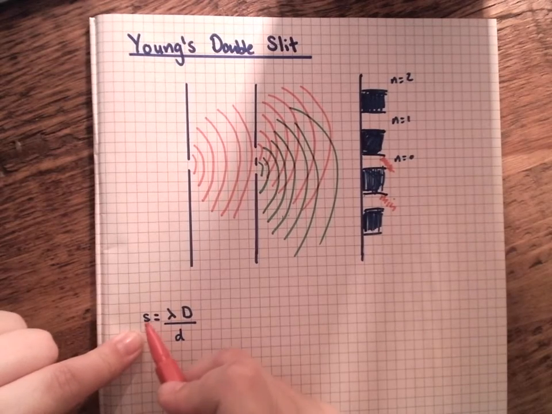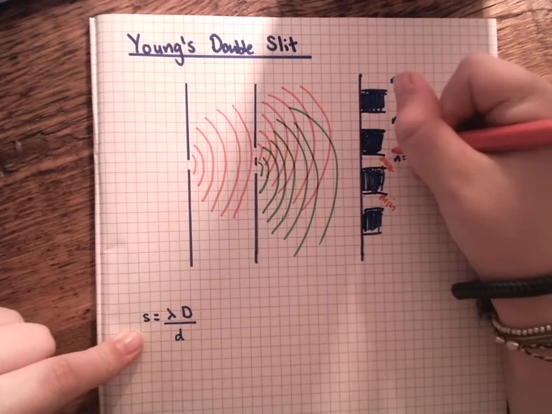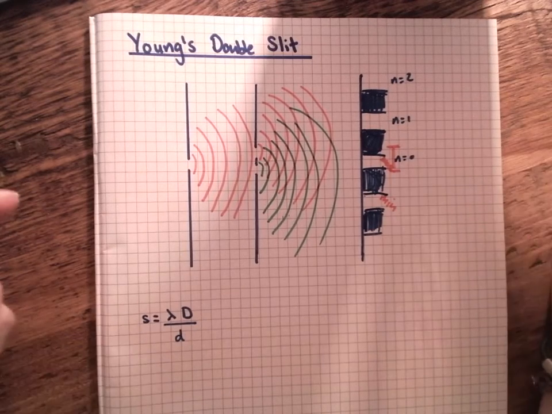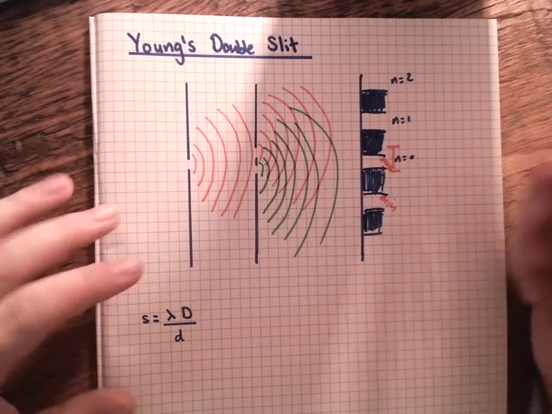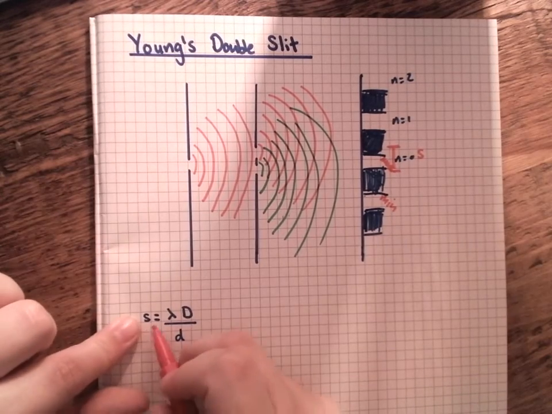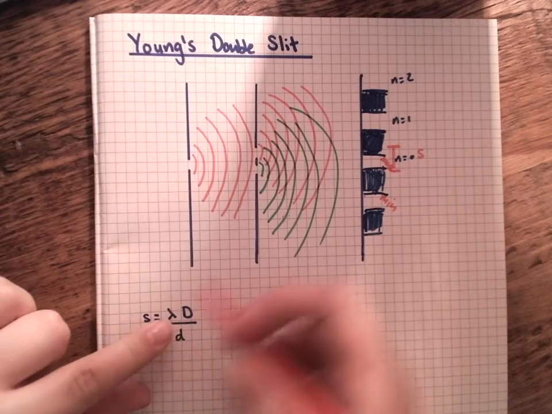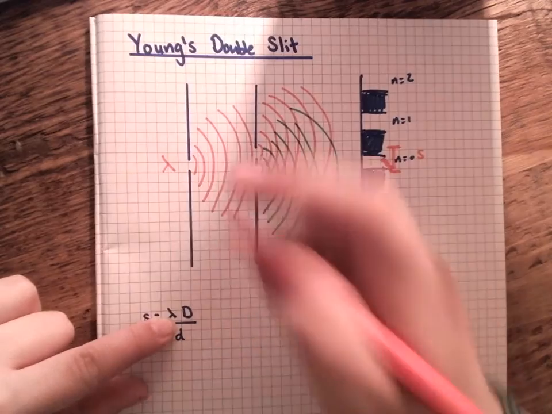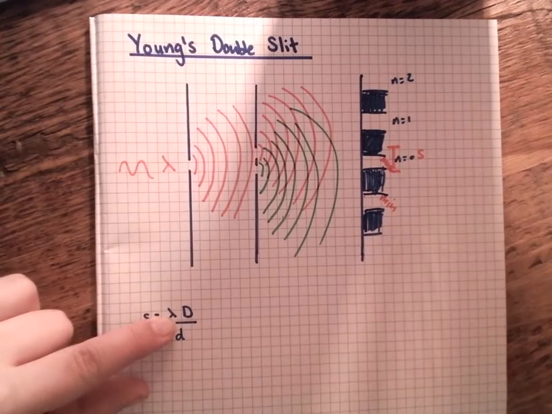So s here is actually called the fringe spacing. So the spaces between these different fringes, or sometimes they call it the fringe width, is given by the letter s. s is equal to lambda, so that's the wavelength of the wave that's being produced. Remember, it's a coherent wave, so that's the lambda of the wave that's being emitted.